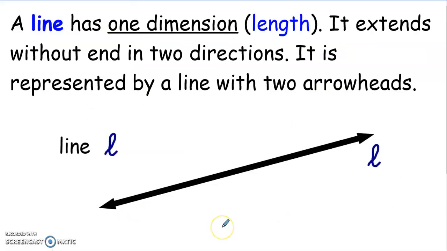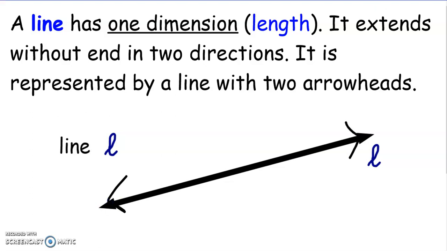Okay. A line has one dimension. It has length. It extends without end in two directions, so it extends forever in both directions. It's represented by a line with two arrowheads. So we're always going to put two arrows to show that it extends on forever in both directions.